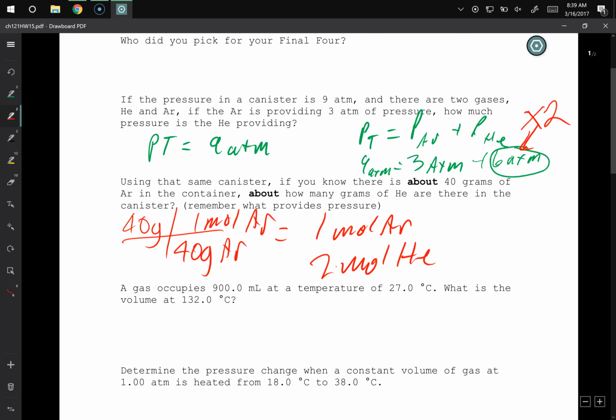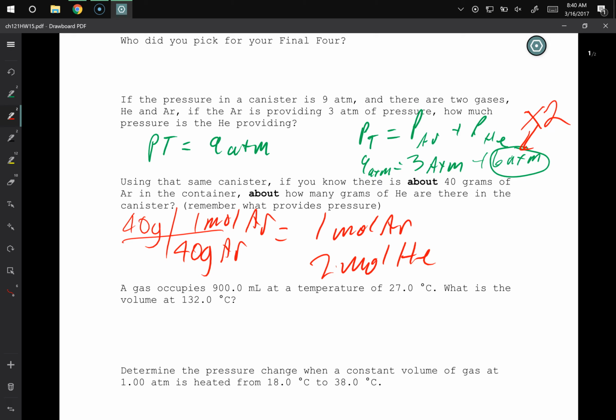And I know it's 2 moles of helium because it's providing twice as much pressure as the argon. So there's twice as many of them. So then if you know that there's 1 mole of argon, then there must be 2 moles of helium. So where'd that 40 grams of argon come from? Off the periodic table.